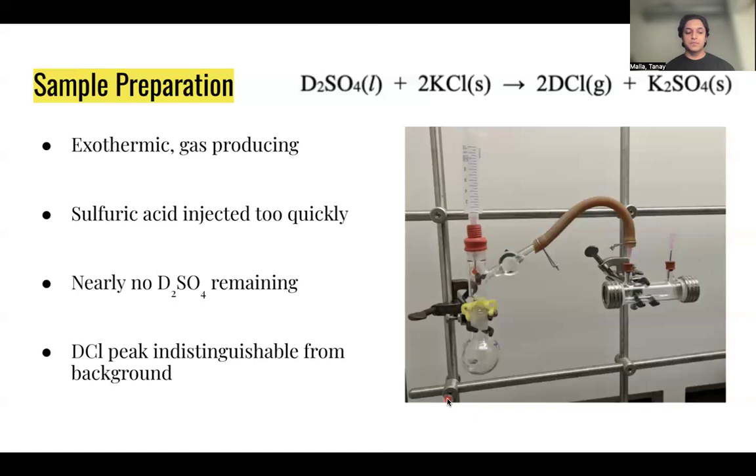When our sample was analyzed using the IR spectrometer, the DCl overtone peak was indistinguishable from the background, and the DCl fundamental peak was only slightly visible. For this reason, we needed to use sample data provided by the lab instructor to proceed with our data analysis.